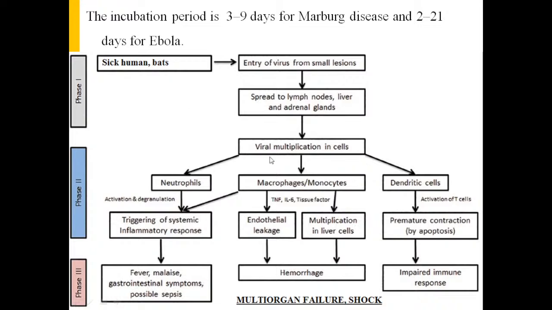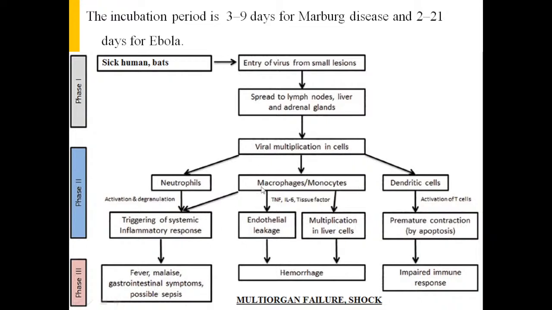And there are some mechanisms of action of this virus on the human organism. The first one: they activate neutrophils. Neutrophils are activated because there is an inflammation process. Massive activation of neutrophils triggers a systemic inflammatory response. Neutrophils release a lot of pro-inflammatory cytokines. Pro-inflammatory cytokines cause severe inflammation. It is manifested in fever, malaise, gastrointestinal symptoms, and possible sepsis.